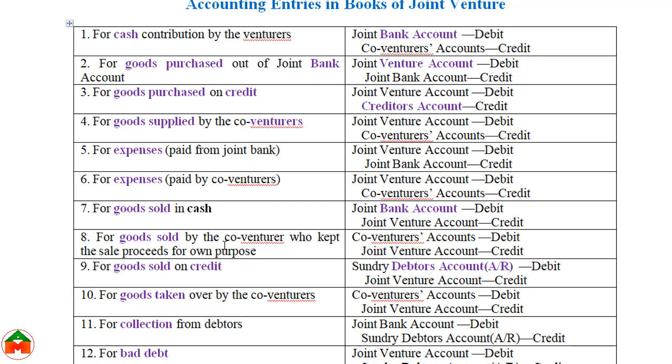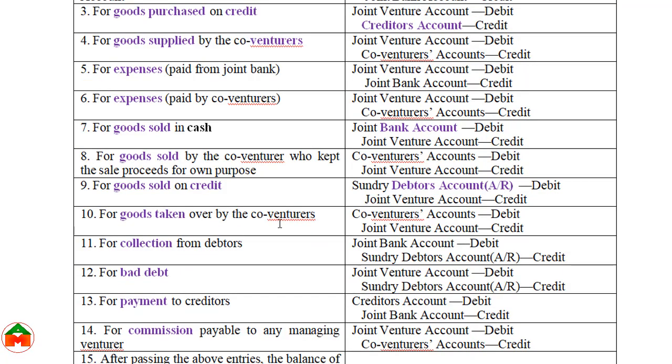If the sale proceeds are kept by any co-venturers, then co-venturers account debit. But if you sell the products or goods on credit, then debtors account, accounts receivable account debit. If any co-venturer takes the goods, then co-venturers account debit, joint venture account credit.